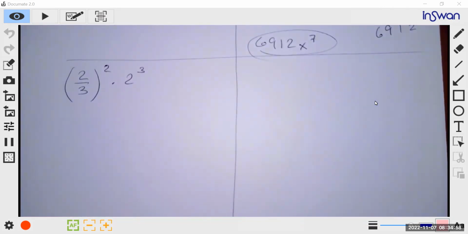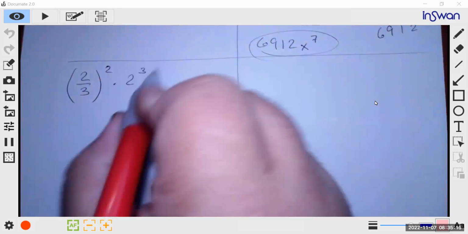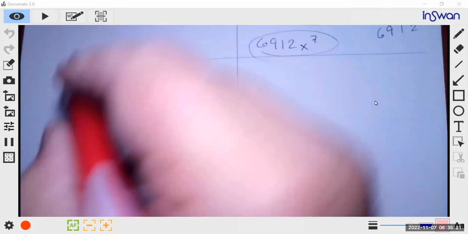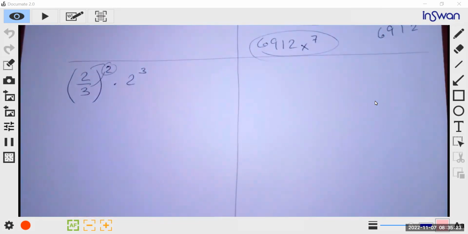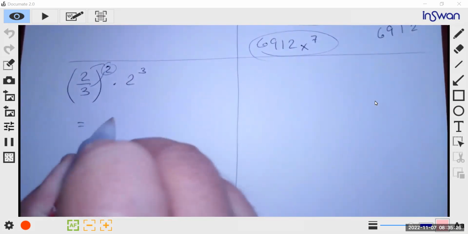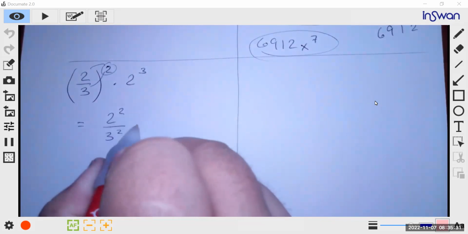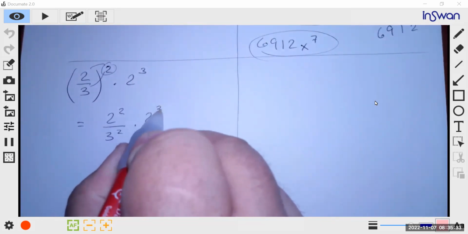2/3 raised to the power 2 times 2 to the third. Very good. So in this first one, I get rid of the parentheses by distributing. Since I can't do anything inside the parentheses, I have to get rid of the parentheses. So it's 2 squared over 3 squared times 2 to the 3.